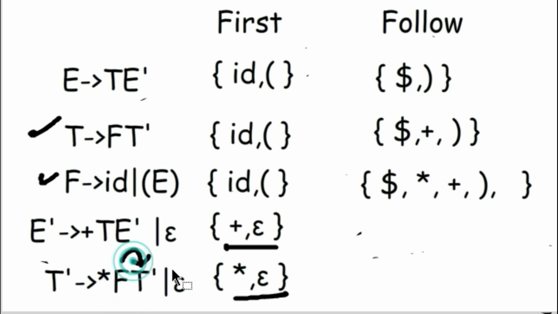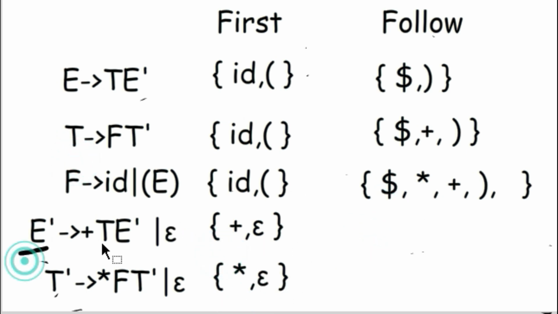Now from F we go to T dash, and from T dash we try to find the first of T dash, which was star and epsilon. We write the star as it is, but we cannot write epsilon, so we will have to move from this to this, and we will have to write the follow of T dash. Because when we move to the start, we don't have to write the first of this. We have to write the follow of the start symbol. What is the follow of start symbol? Follow of start symbol is always a dollar. So we will write dollar. So this is also solved now.